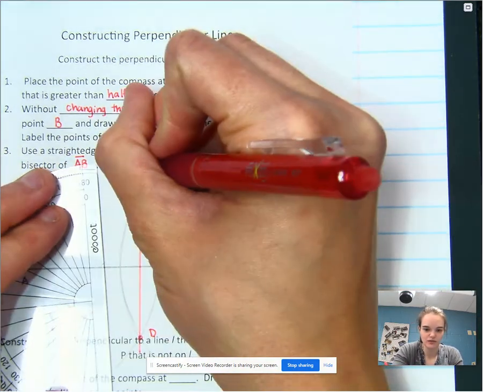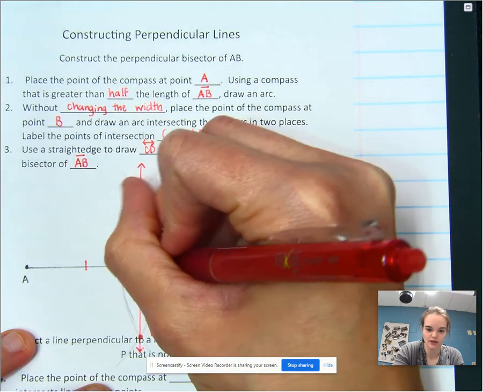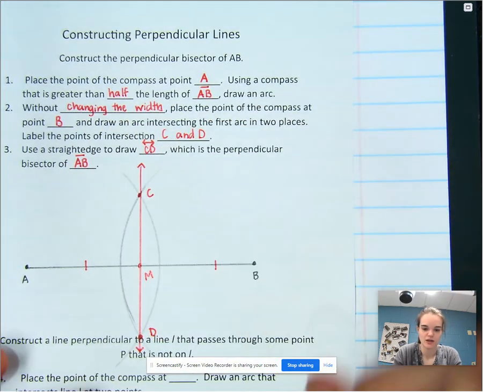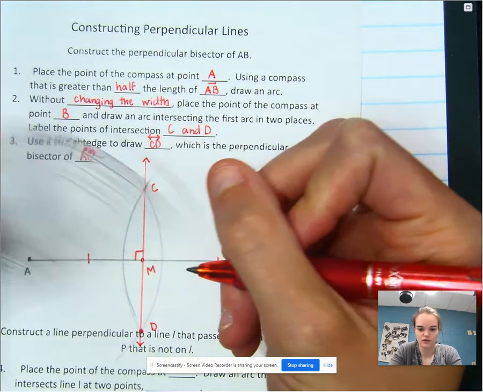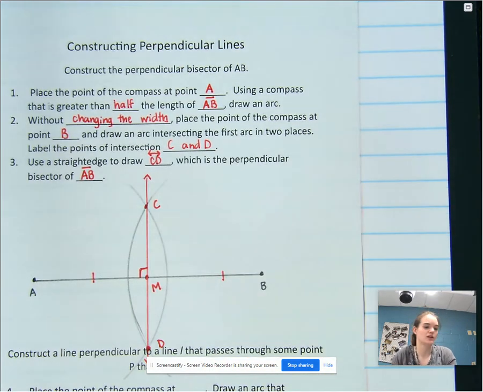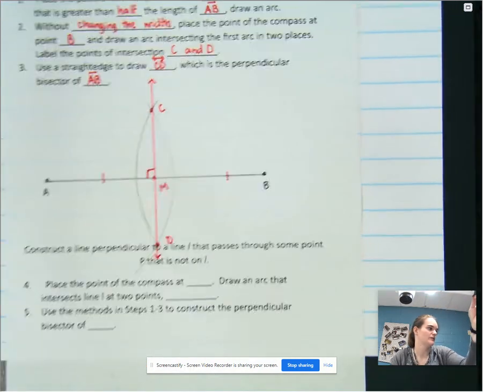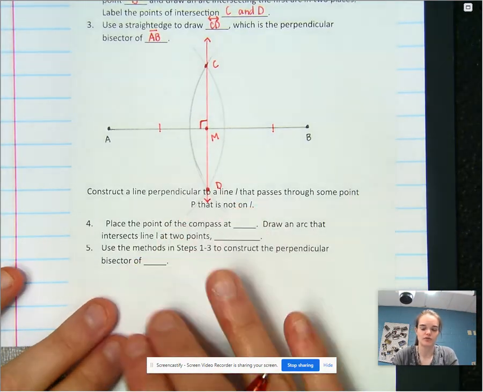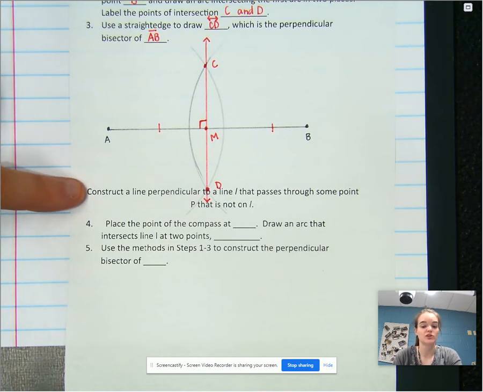Here's what that means. That means from here to here, if we label this M because that's technically the midpoint, these are congruent, but they also meet at a 90-degree angle. If I took a protractor and measured, that is a 90-degree angle, so it's perpendicular. That is what a perpendicular bisector is. Cuts it in half, and it's perpendicular there. All right, now, this is labeled 4 and 5 for a reason. This is constructing a perpendicular bisector of a segment. This is constructing a perpendicular line, okay?